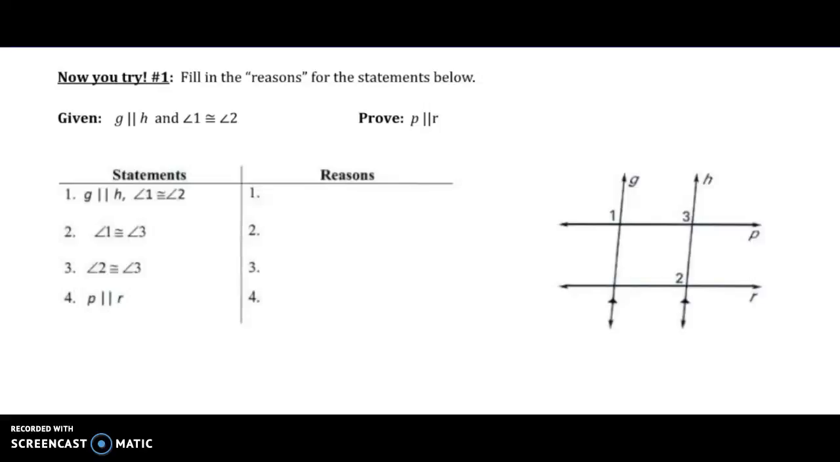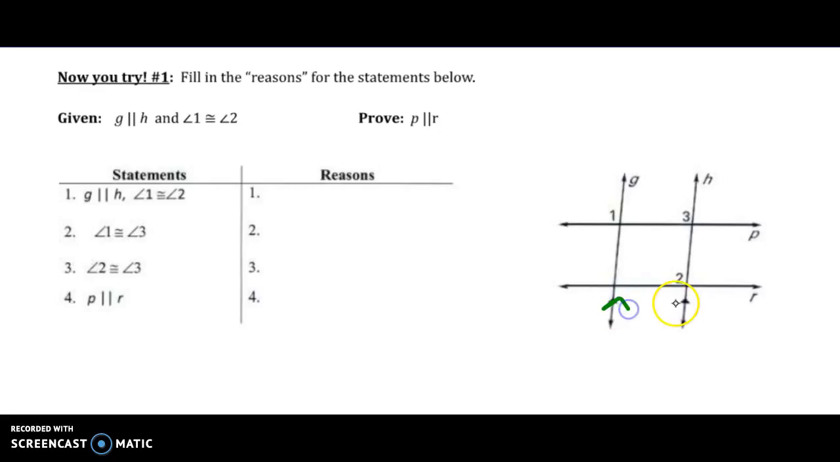This is Unit 2, Lesson 8. Now you try example number 1. So fill in the reasons for the statements below. Given G is parallel to H and angle 1 is congruent to angle 2, prove that P and R, lines P and R, are parallel to each other.